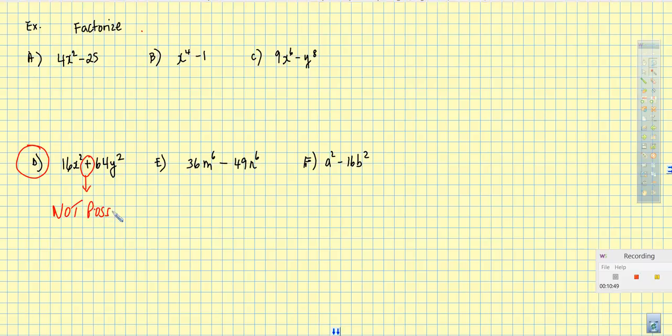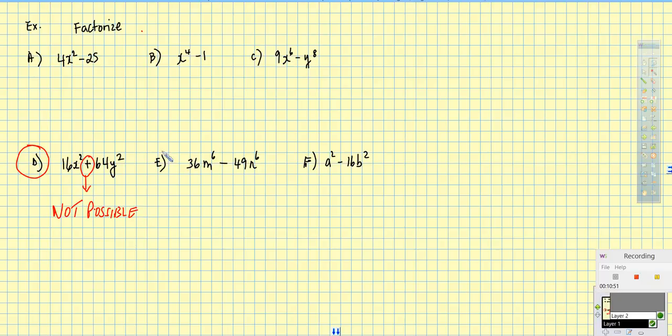Okay, let's take a look at the next one, E. We've got 36m to the 6th minus 49n to the 6th. So because we have two terms, we have a minus in the middle, and I can take the square root of everything here. Then this would go to 6m minus 7n times 6m plus 7n.